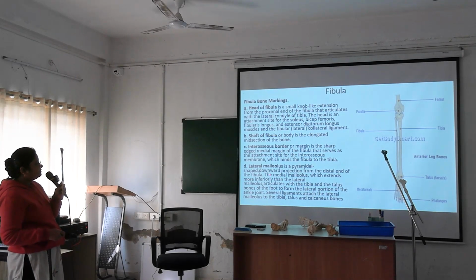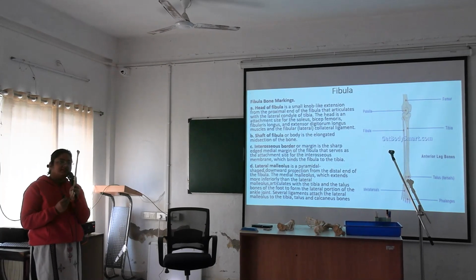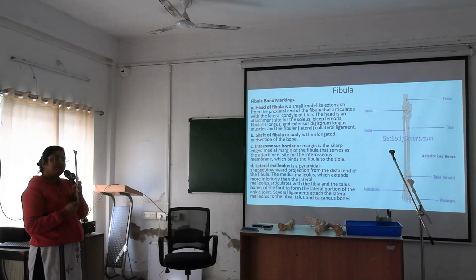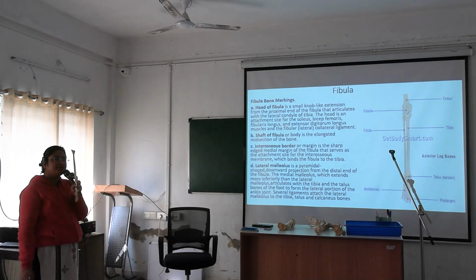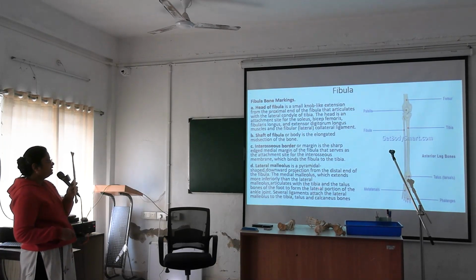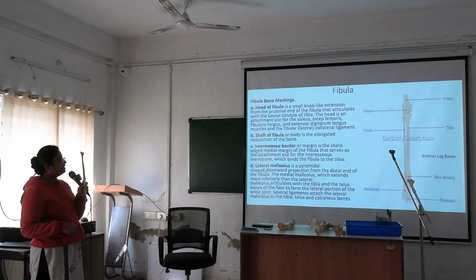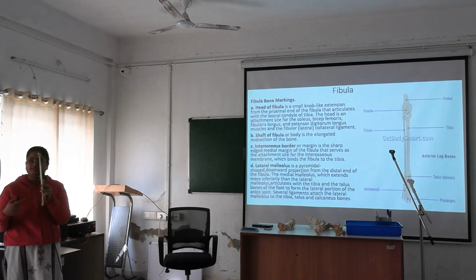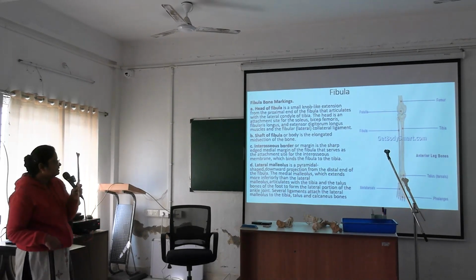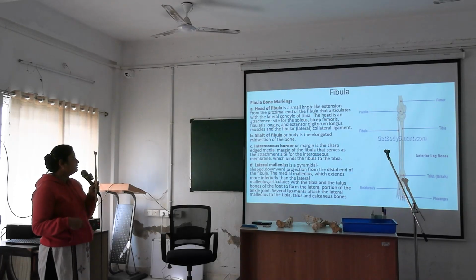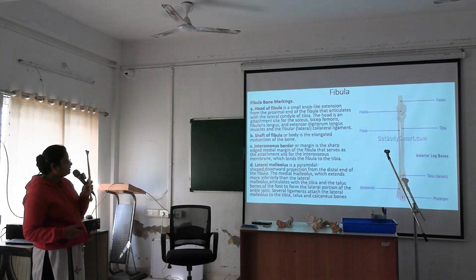Next is lateral malleolus. Here is the lateral malleolus. It is pyramidal shaped downward projection from the distal end of the fibula. The lateral malleolus, which extends more inferiorly than the medial malleolus, articulates with the tibia and the talus bones of the foot to form the lateral portion of the ankle joint. And several ligaments attach the lateral malleolus to the tibia, talus, and calcaneum. You have seen in the ankle joint and joints of foot class all these ligaments connecting the lateral malleolus to the tibia, calcaneum, and the talus.